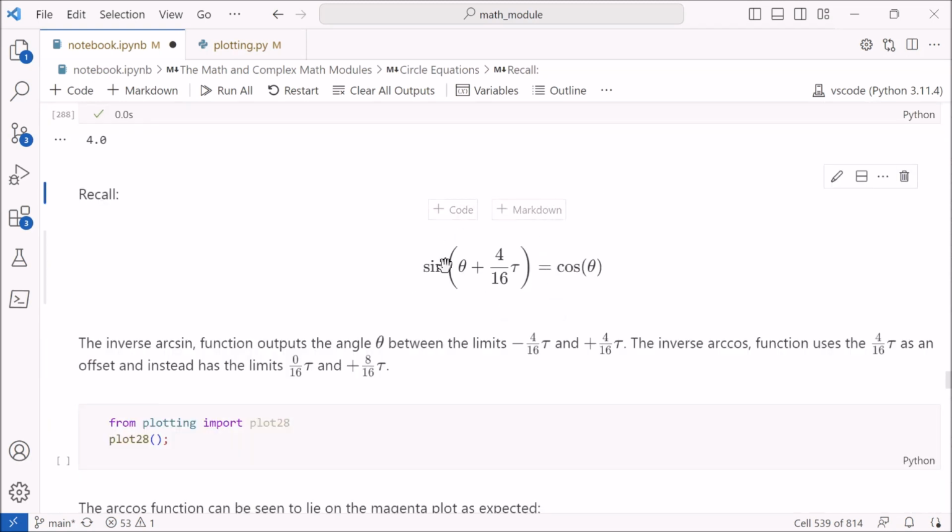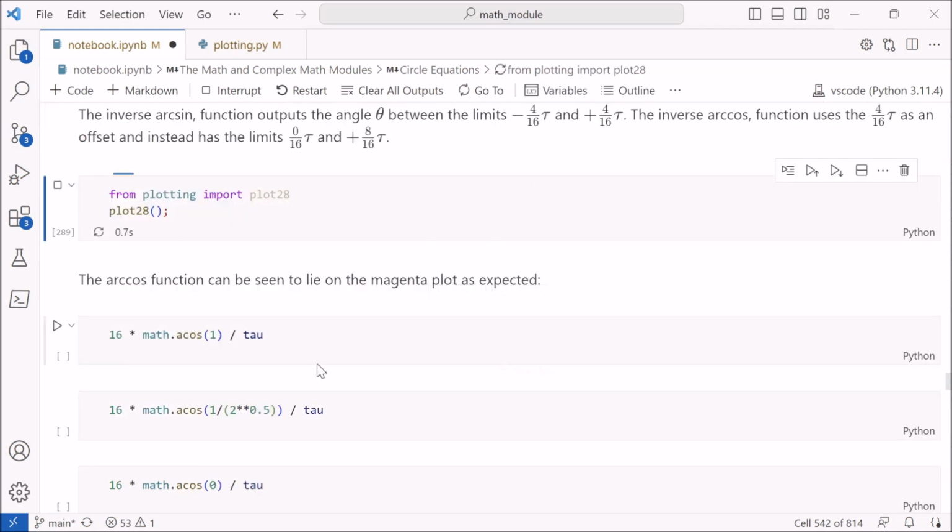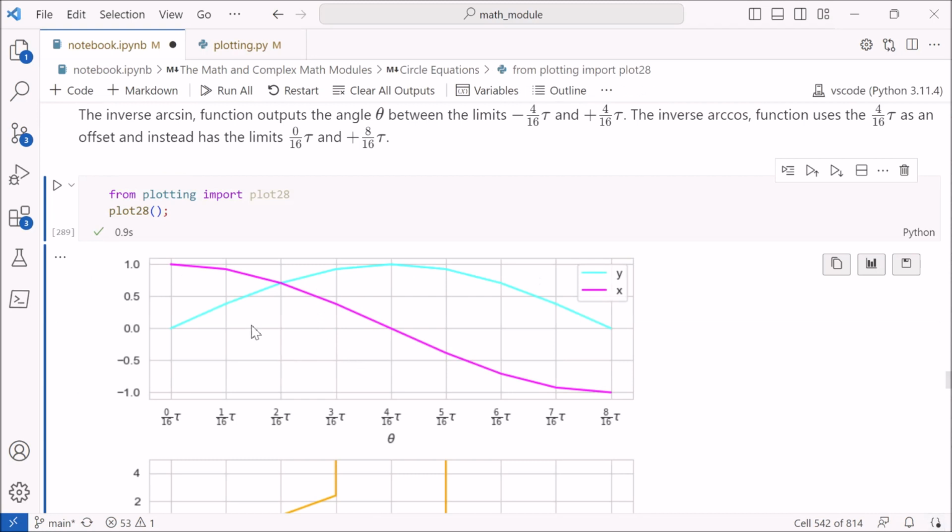So if we have a look at this function again, the sine theta plus 4/16 tau equals cos theta, we can take these original limits and we can add 4/16 tau, and then this is going to give us 0/16 tau, 2 plus 8/16 tau, and here we're going to plot the cos. So notice that this starts at 1 and this goes down to -1, and this is at 0, so it's again very flat here, and then it deviates as you get away from the origin, from a straight line.